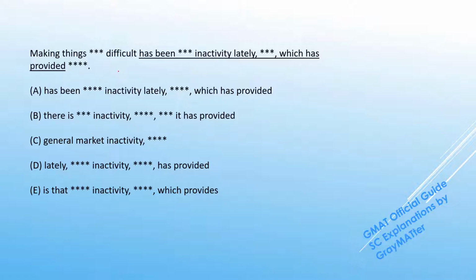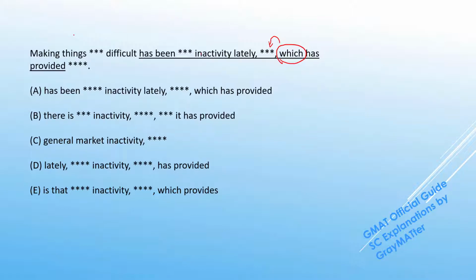So let's try to understand how this question is constructed, because this question really requires a construction-based attack to deal with these answer choices. So it says making things difficult has been this inactivity lately, if not paralysis, which has provided something. Now, one misleading explanation that I found online was that they say that this which is problematic, which refers back to paralysis, but that should not be an issue because the meaning is not impacted in any way, because this word paralysis has just been used to convey an exaggerated form of the market inactivity. So saying that this paralysis has provided little in the way of some pricing is not going to actually impact the meaning. So that's a very misleading explanation.